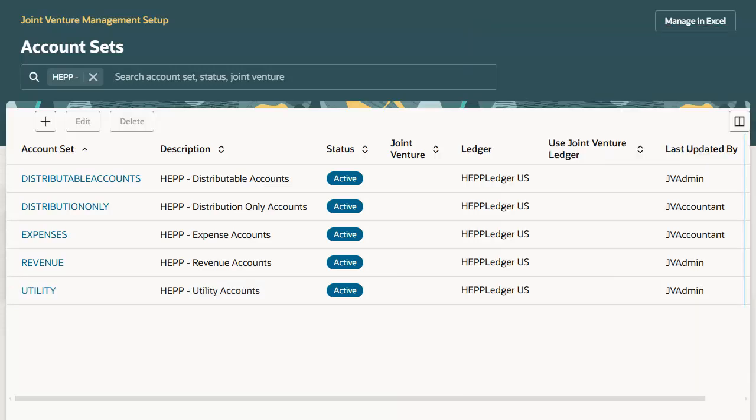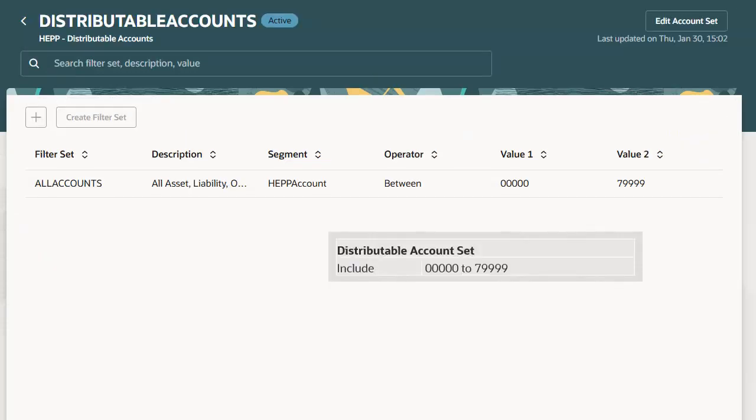Let's look at each of these account sets individually. For the distributable account set, there is a single filter set to represent all the natural accounts between the range 00000 and 79,999.